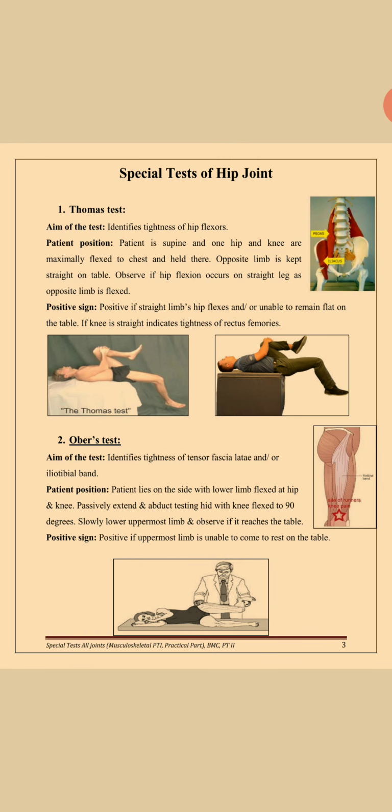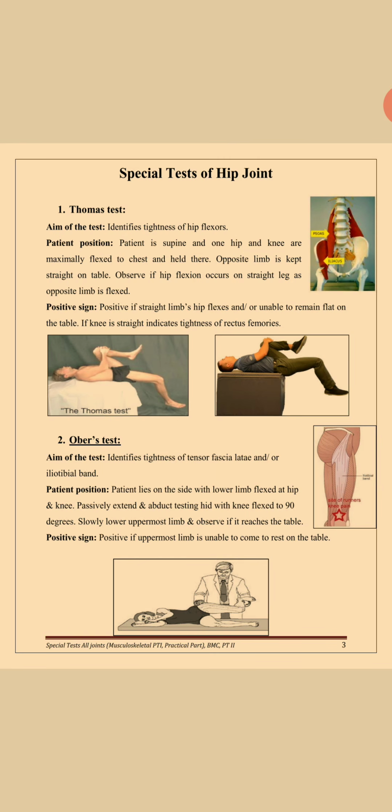Positive sign: positive if straight limb's hip flexes and is unable to remain flat on the table. If knee is straight, indicates tightness of rectus femoris.